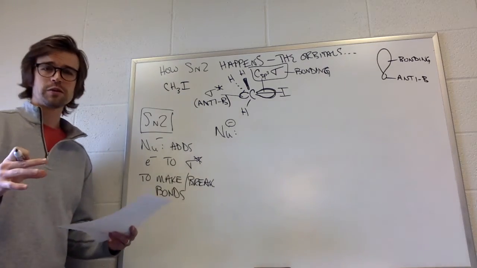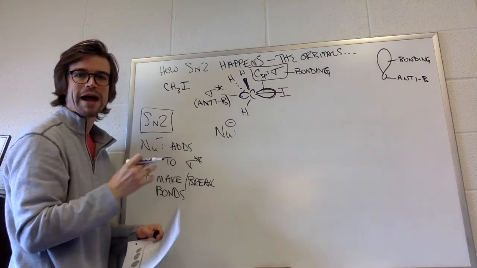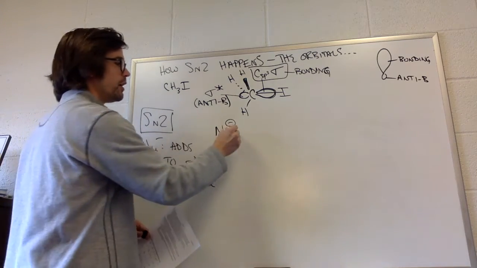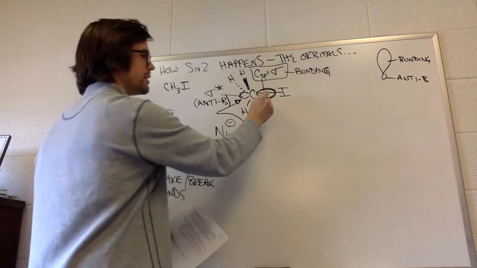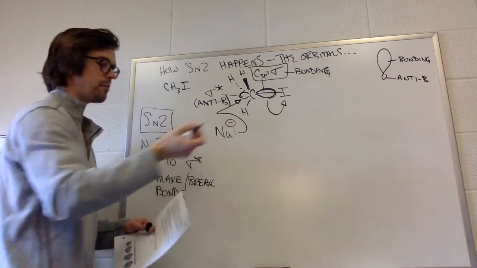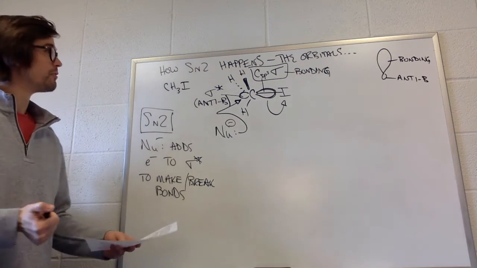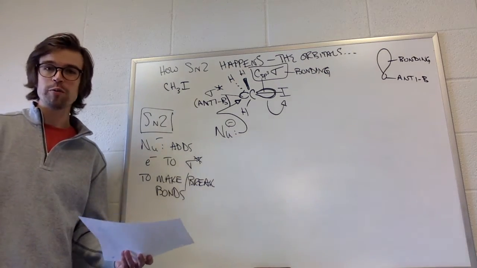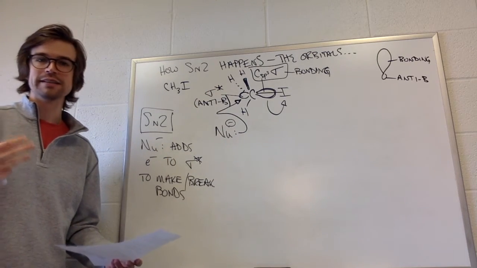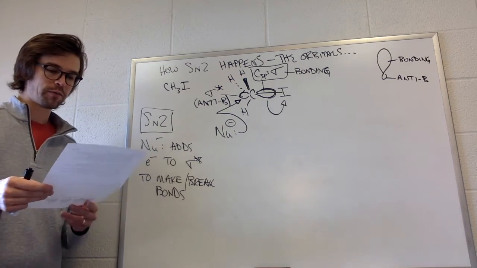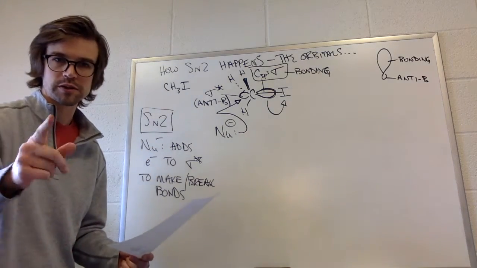So that's the deal with this sigma star orbital. It's a small orbital on the back face of the carbon-halogen bond, and it is where the nucleophile adds electron density to break that other bond. So yeah, that's kind of what happens on an orbital level. It's making a new sigma orbital by adding electron density to the sigma star orbital. So that's what's going on with the orbitals. We're going to talk more about that right now.